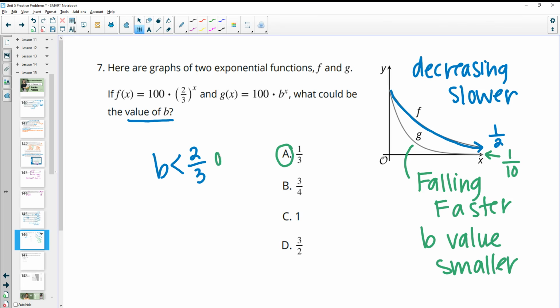3/4, so 2/3 is 0.6 repeating. So if you wanted to look at 3/4 as a decimal, that's 0.75. That's bigger, so that's not good. 1 is definitely bigger than 2/3, and 3/2 is bigger than 1, so definitely bigger than 2/3. So A would be our answer.